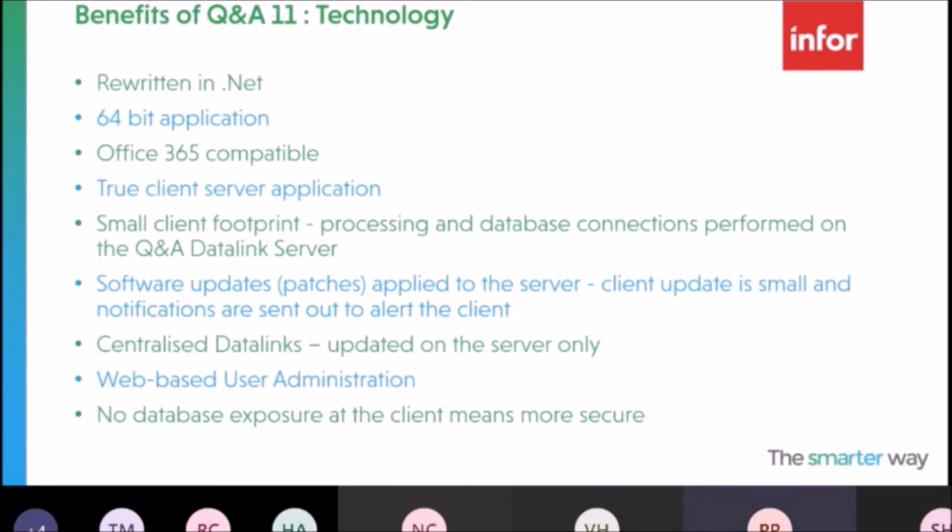Data links that connect Q&A to some systems or other applications are held on the server. So that means they're only updated on the server. Whereas previously, let's say you needed to update a data link in a scenario where you've got 50 users, you would have to go to each of the 50 users and update the data link or manage that process separately, but each of the 50 would need to be updated. Now there's just one update for the data link, so that's a big saving.